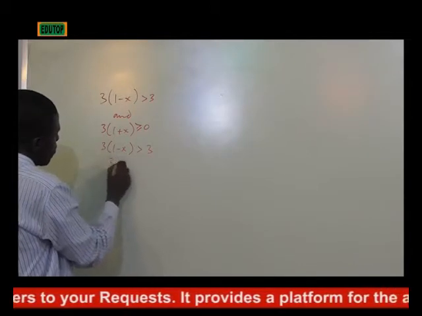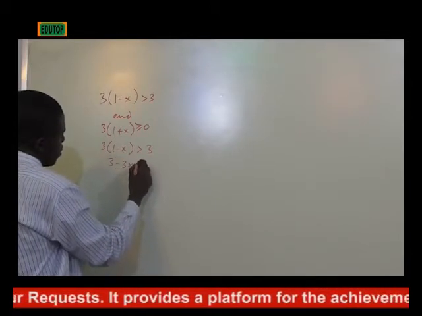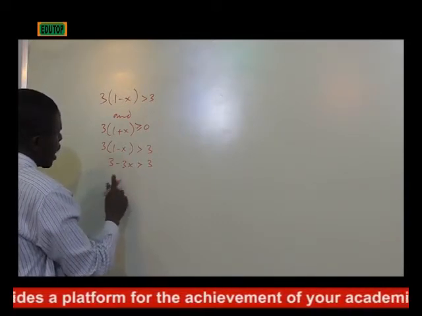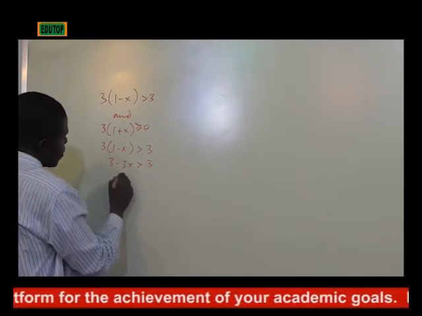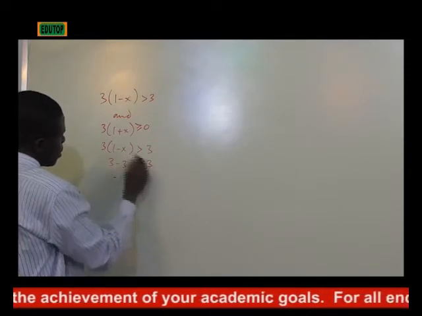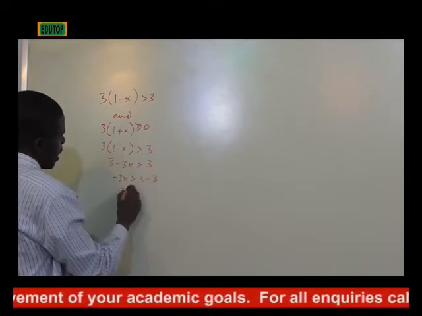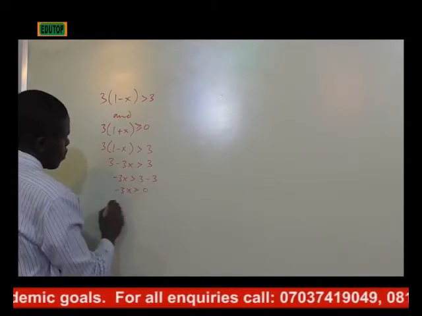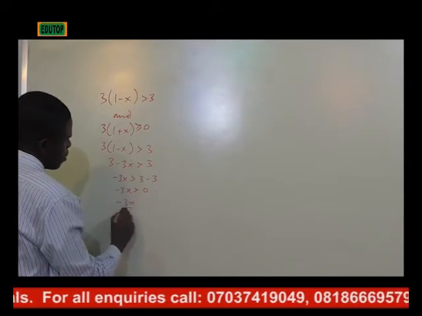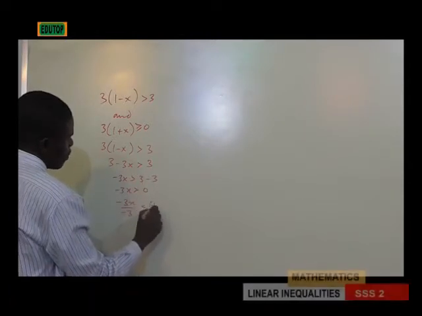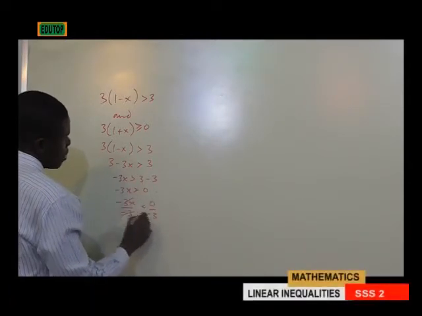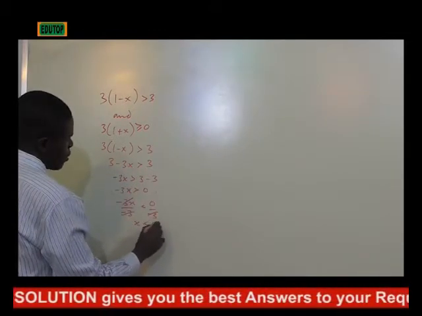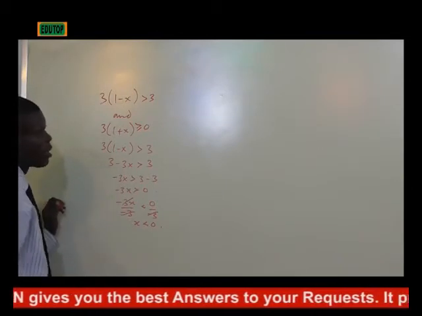We open this, 3 minus 3x is greater than 3. So here we collect like terms. So we have minus 3x greater than 3 minus 3. So minus 3x is definitely going to be greater than 0. So we divide both sides by minus 3. So the inequality sign will definitely change. This one will definitely be 0 now. So x is less than 0. So that's the first case.